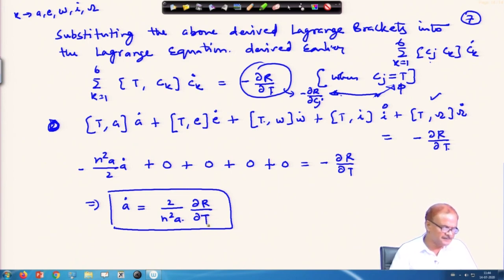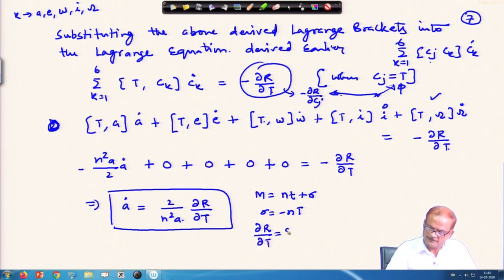And the same thing if we express in terms of sigma, there will be a little bit of change. So, we have m equal to n t plus sigma we have written, and where sigma equal to minus n capital T. So, immediately we can see from this place that if we are trying to write in terms of dou r by dou t, this will be dou r by dou sigma times dou sigma by dou t. So, this quantity dou r by dou sigma, and dou sigma by dou t from this place this will be minus n.